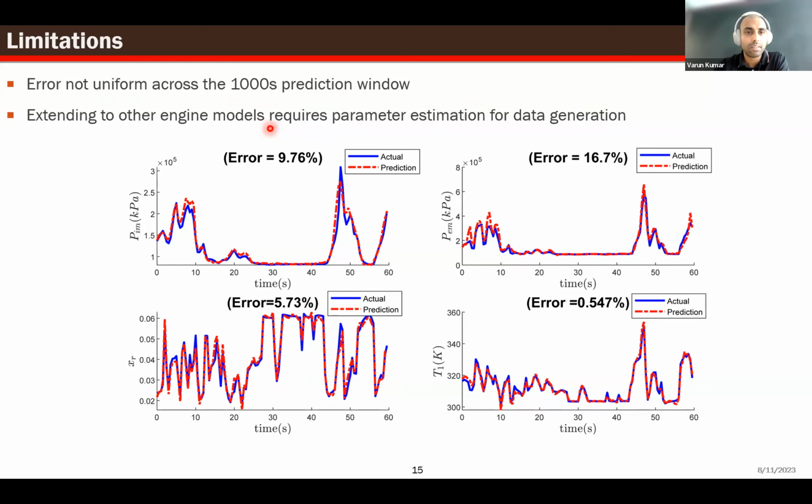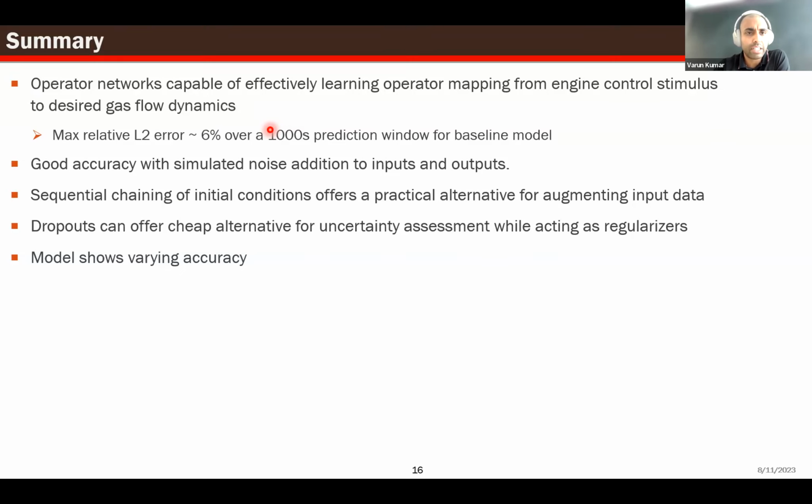So in summary, in this work, we present an operator network which is capable of effectively learning the operator mapping from the engine control stimulus to the desired gas flow dynamics. You observe a maximal relative L2 error of 6% over a 1,000 second prediction window for the baseline model. This is probably acceptable for someone who is trying to use this for initial development work. We see good accuracy with simulated noise addition to inputs and outputs.